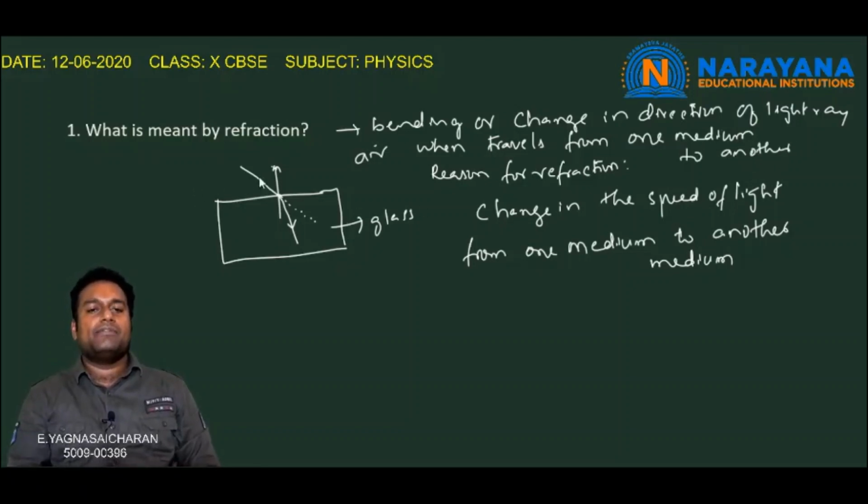If the first medium is a rarer medium, the speed of light is more in this medium. As it enters a medium like glass, the speed of light decreases. According to Fermat's principle, light should travel in the shortest path in least time, so the light will bend towards the normal. This is the reason for refraction: the change in the speed of light from one medium to another medium.